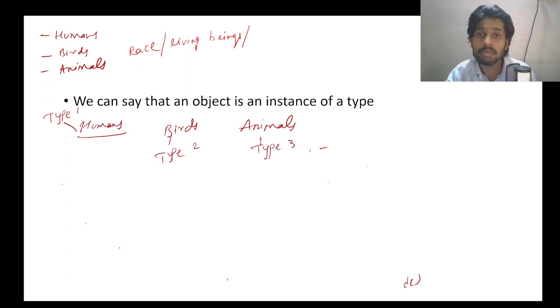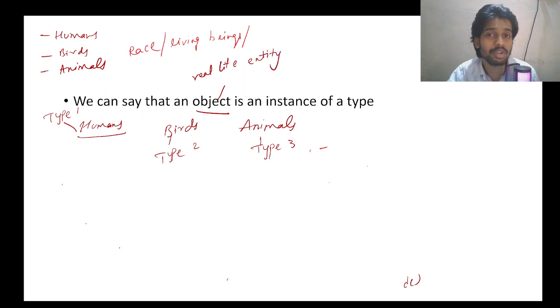So now what is meant by an object here? An object is a real life entity. This is very important. This word is very important. We'll come to the same concepts in object oriented programming. When we reach object oriented programming, we are going to talk a lot about objects and classes. Please try to understand whatever I'm trying to explain here. Object is nothing but the real life entity.